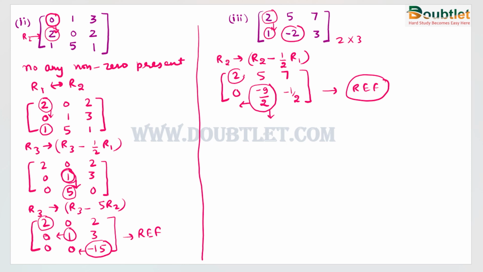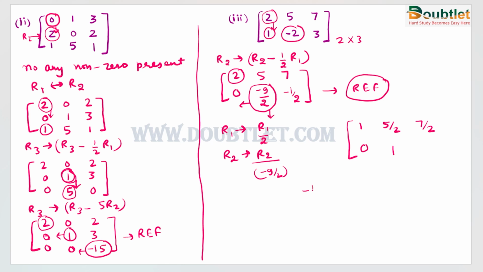You can convert these leading elements to 1 also if you want, but it is not necessary. So let me convert these elements to 1 also. So we can write R1 divided by 2 and R2 divided by minus 9 divided by 2. So with these operations we can write this matrix as this will become 1, this will become 5 divided by 2, this will become 7 divided by 2. Here it will become 0, it will become 1.